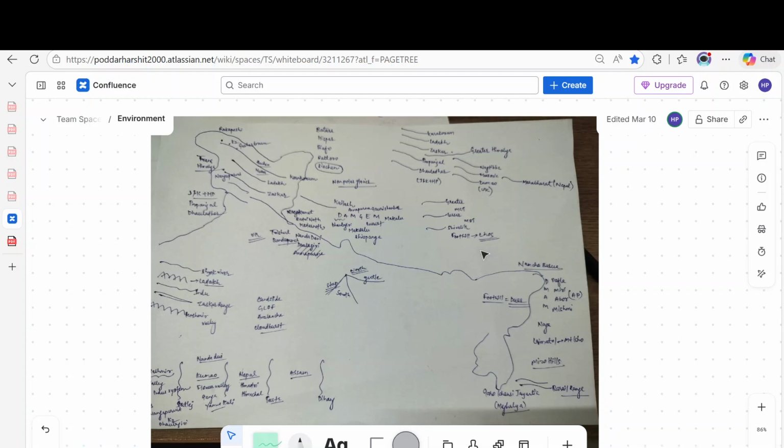We are starting revising the physiography of Indian subcontinent. So let's start the Himalayan terrain of Indian subcontinent.